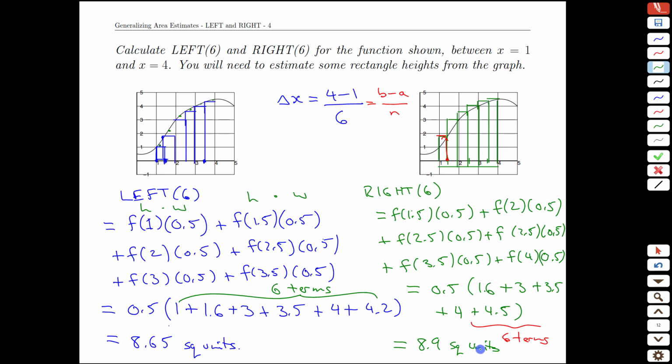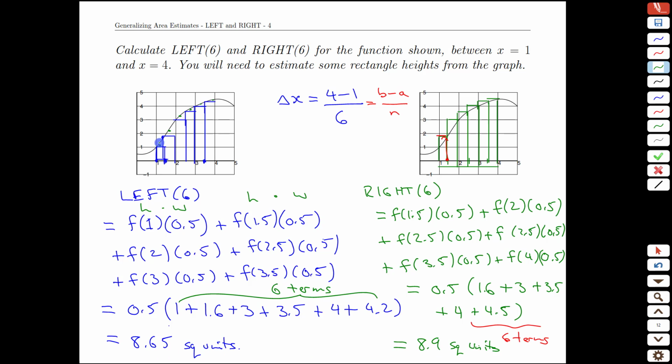Now we're getting somewhere. We're looking ideally for the area under this curve. We don't have enough information to get that yet, but we've bracketed the value somewhere between 8.65 and 8.9 square units, which does not leave a lot of wiggle room.